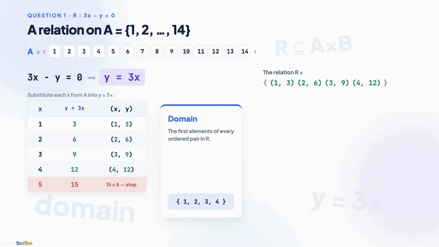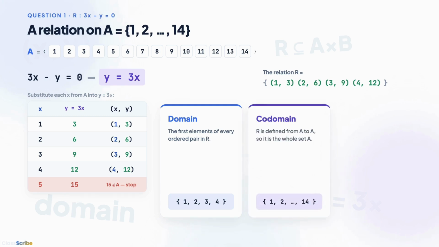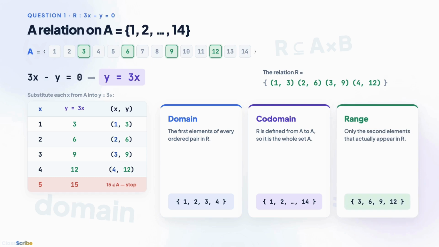The domain is the set of first elements, so it is {1, 2, 3, 4}. Since the relation is from A to A, the codomain is the complete set A containing the numbers 1 to 14. The range is the set of second elements that actually appear in the relation, which is {3, 6, 9, 12}. Notice that the codomain contains many more elements than the range. This is an important difference to remember.